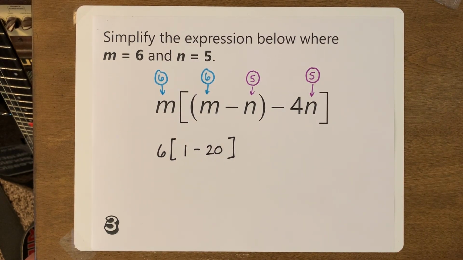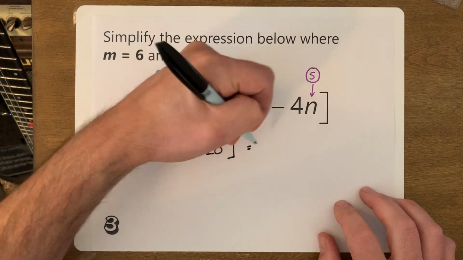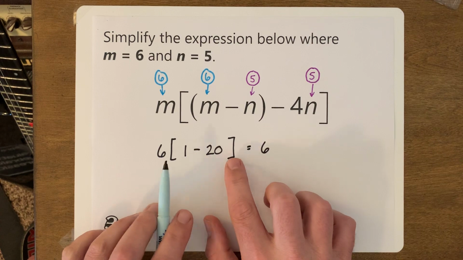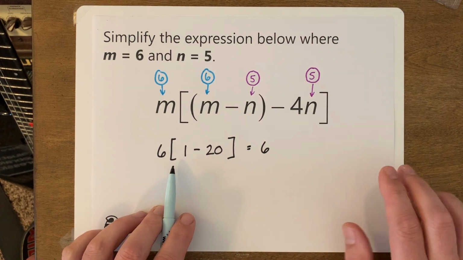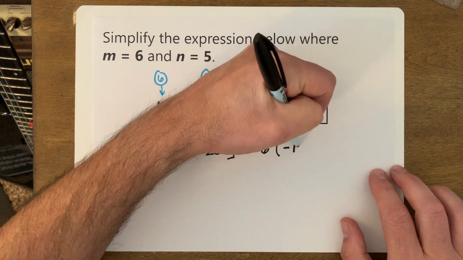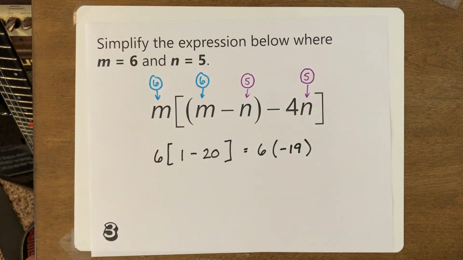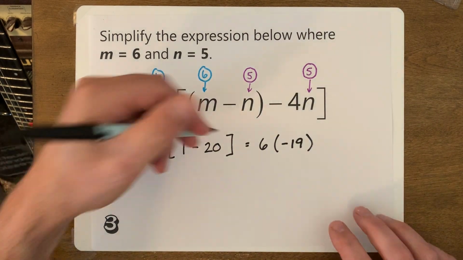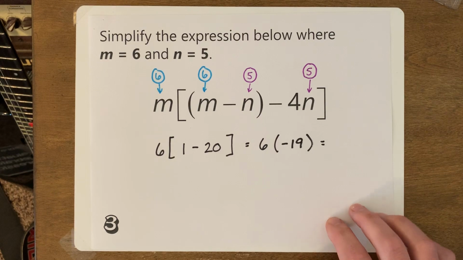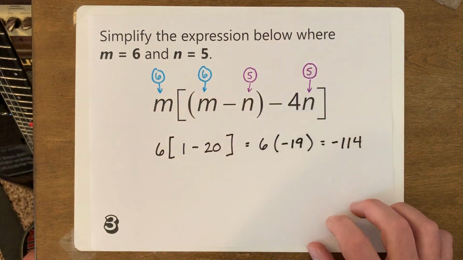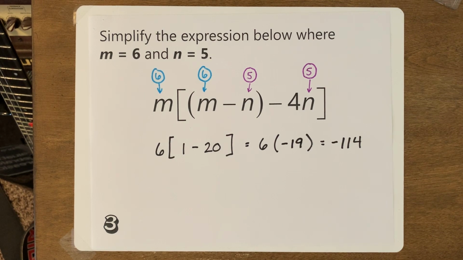And so that's going to be equal to 6 times. And the cool thing about grouping symbols is even though those are brackets, I can substitute parentheses in for those if I want to. 1 take away 20 is negative 19. Okay, so now all we have to do is 19 times 6, and then we have to take the negative of it. And if you have a calculator, then you're going to get negative 114. And then that should be it for that one.